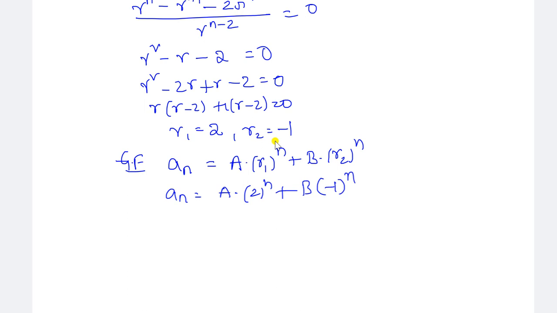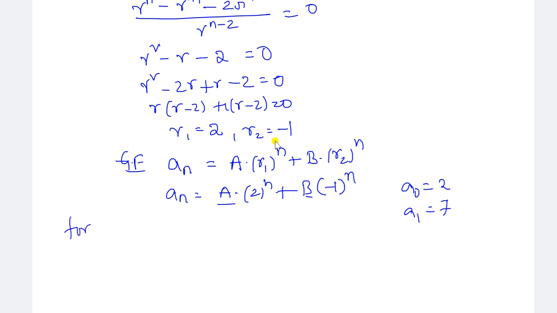Okay, so if they have not given the initial conditions, here you have to stop. If they have given them, now we have to find out the a and b values. So in this problem they have given a_0 equal to 2 and a_1 equal to 7. So from these two we can find out a and b.